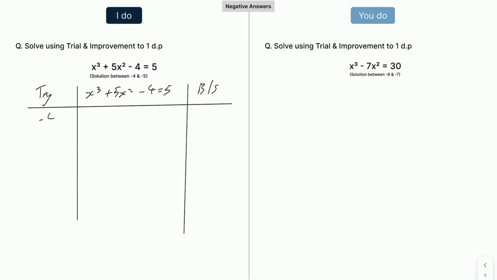So again, first step's always the same. Try the values given in the question. So in this case, we've been given -4 and -5. So that gives me 12, which is bigger than what we need. And this gives me -4, which is smaller than what we need.